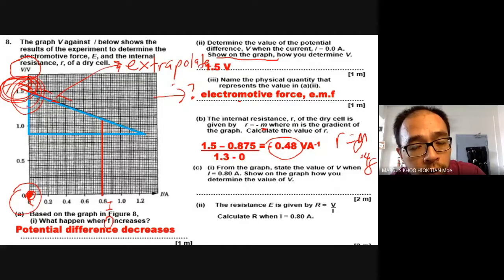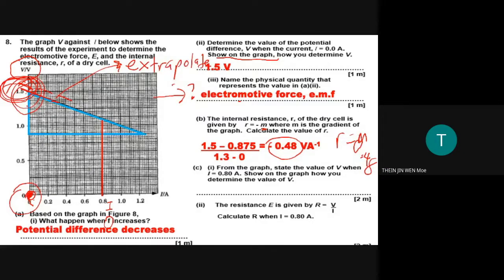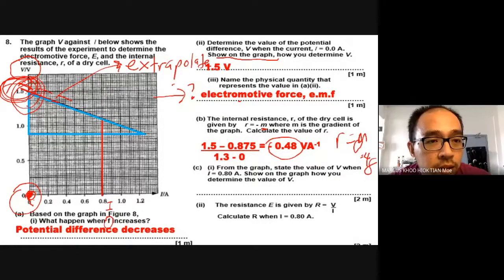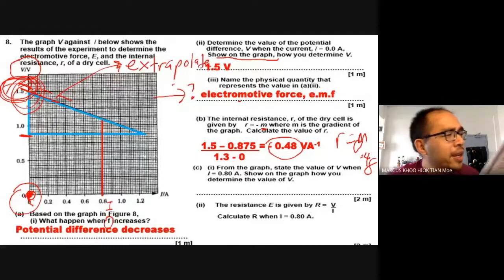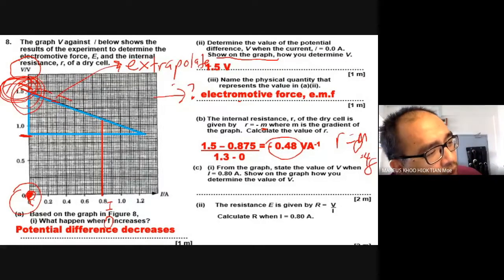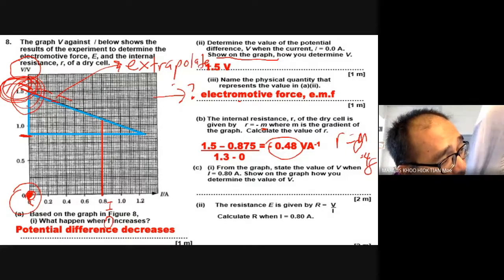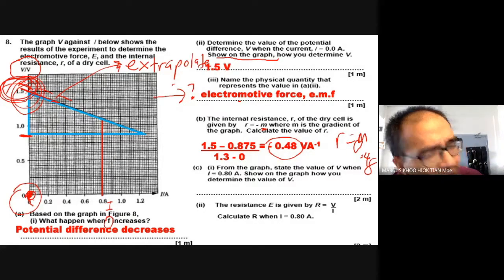Tian, do you know where you went wrong? How come you got 0.58, which is a bit higher? I think I'm wrong because I used the wrong 0.875. Yeah, you used this one here. Hold on, let me see. I think it's kind of impossible. Oh, can lah, 0.87, 0.5, 0.6, 0.7. Cannot lah.